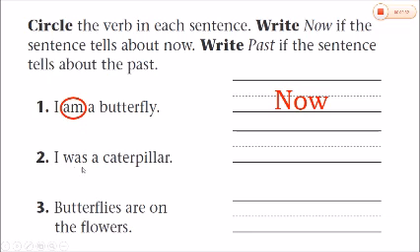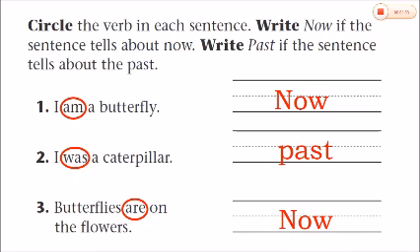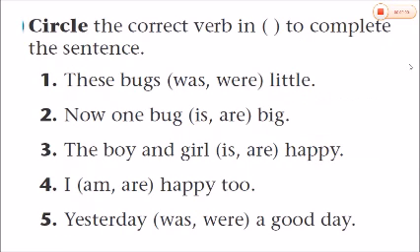Number two, I was a caterpillar. Catch the verb. Was. Here, does the sentence tell about now or about the past? Past. Thank you. Number three, butterflies are on the flowers. Catch the verb. Are. Here, does it tell about now or about the past? Now, yes.